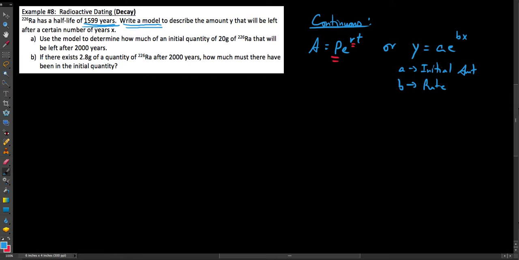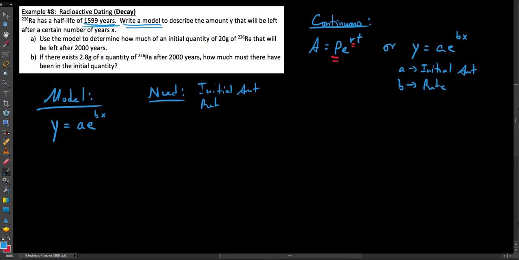So, for part A, we have to write a model to describe the amount y that will be left after a certain number of years x. And so when we say model, I want you to go ahead and write this over here. We say this is our model. In this particular instance, we're going to say the amount at a given time is equal to our initial amount. So we would say that that is our A, e to the Rx or Bx. This is our model here. So when it comes to writing a model, what are the two things we're going to need to have? In terms of a grocery list here, we need the initial amount and we need the rate. And if we don't have these things, these are going to be things that we have to go look for.